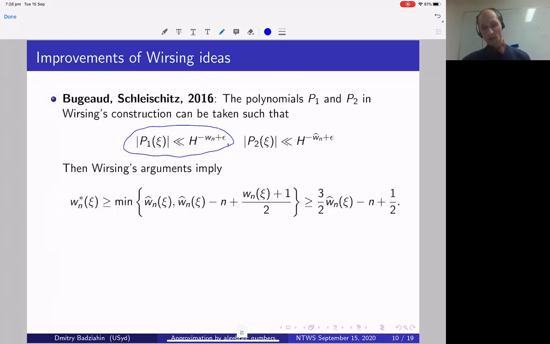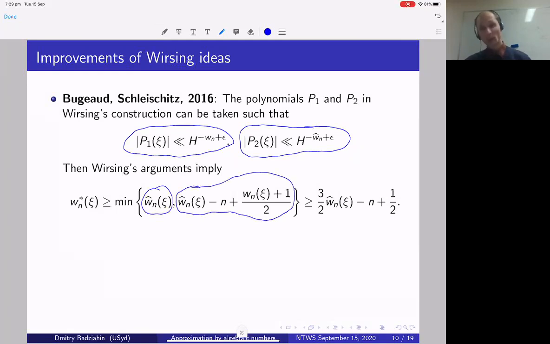That's because of the definition of w_n(ψ). But for the second polynomial, we can do a little bit better. We can guarantee that it's smaller than H^(-ŵ_n + ε). And that's due to the definition of ŵ_n. So if ŵ_n(ψ) is n, then we don't have any improvement. But in some cases, if ŵ_n is strictly bigger than n, we do have an improvement. And then again, if we apply all the same arguments of Wirsing, we have an improved lower bound for w_n*(ψ) in terms of ŵ_n. So it's now bigger than the minimum of these two numbers, ŵ_n(ψ) and ŵ_n(ψ) - n + what we had before, (w_n(ψ) + 1)/2, right?